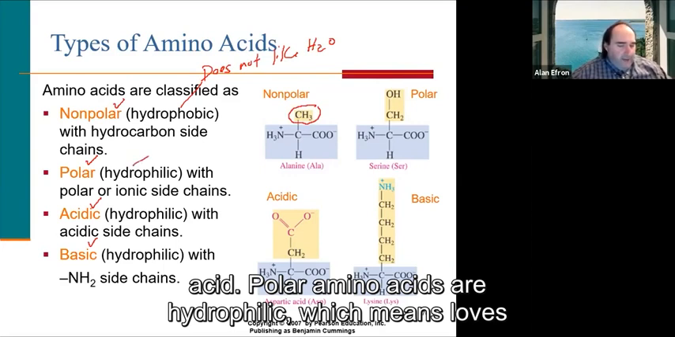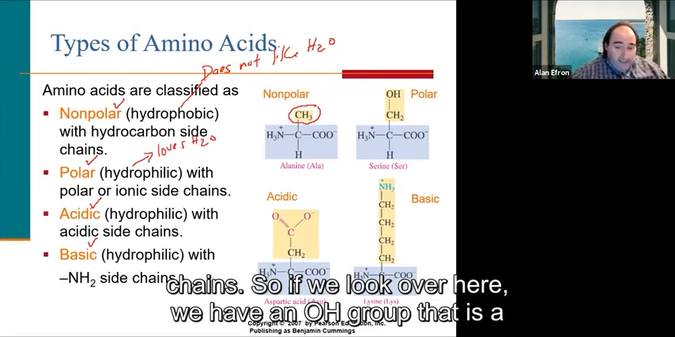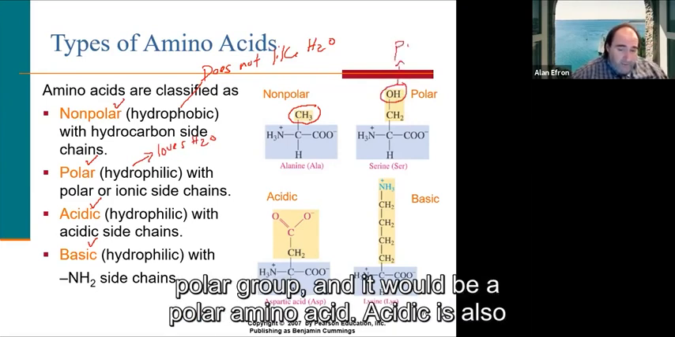Polar amino acids are hydrophilic, which means they love water. They typically will contain polar or ionic side chains. So if we look over here, we have an OH group. That is a polar group, and it would be a polar amino acid.